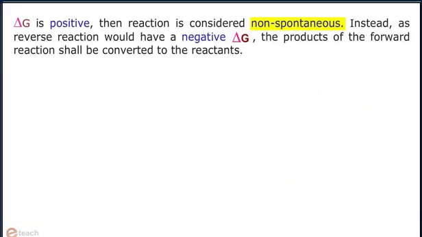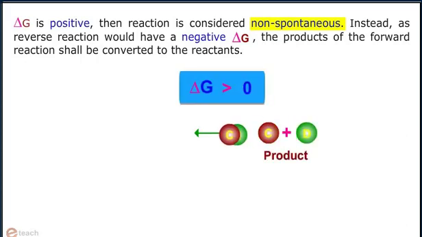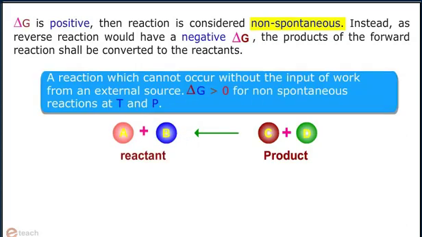If delta G is positive, then the reaction is considered non-spontaneous. Instead, as the reverse reaction would have a negative delta G, the products of the forward reaction shall be converted to the reactants. Non-spontaneous: a reaction which cannot occur without the input of work from an external source. That is, delta G greater than 0 for a non-spontaneous reaction at a given temperature.